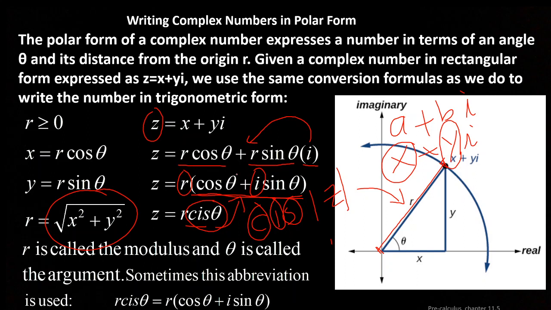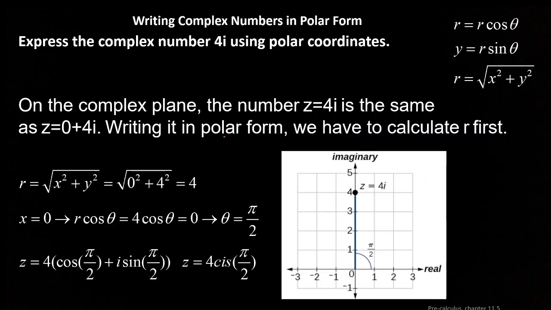And now let's do some problems from Newton Alpha. We talked about all this. So here's an example, and then we'll go through Newton Alpha. It says, on the complex plane, the number z equals 4i is the same as z equals 0 plus 4i, right?